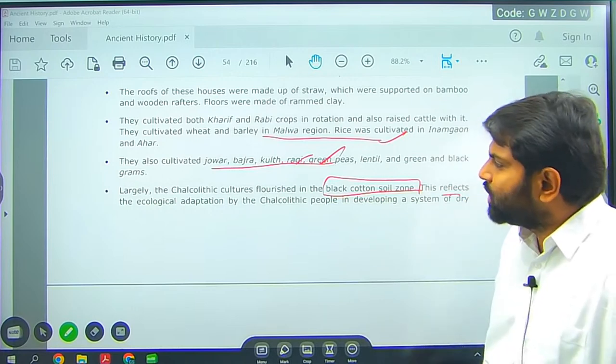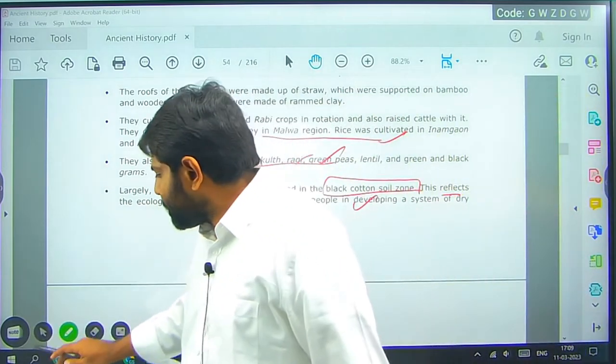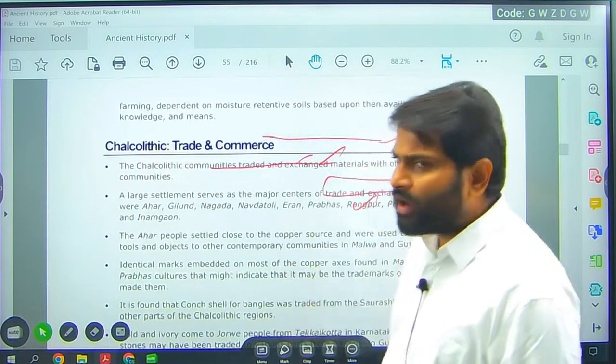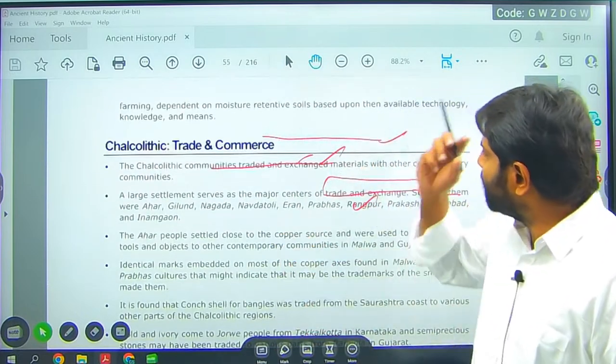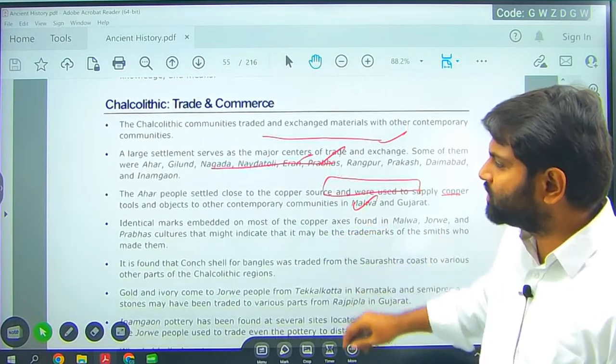This reflects ecological adaptation by Chalcolithic people, developing dry farming dependent on moisture-retentive soils, based upon the available technology, knowledge and means. So we can see that agriculture was that way.